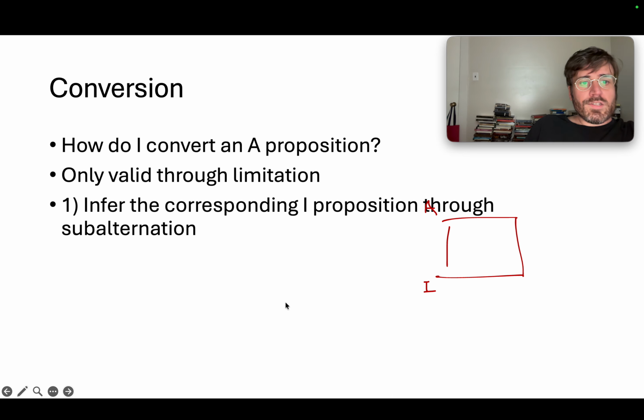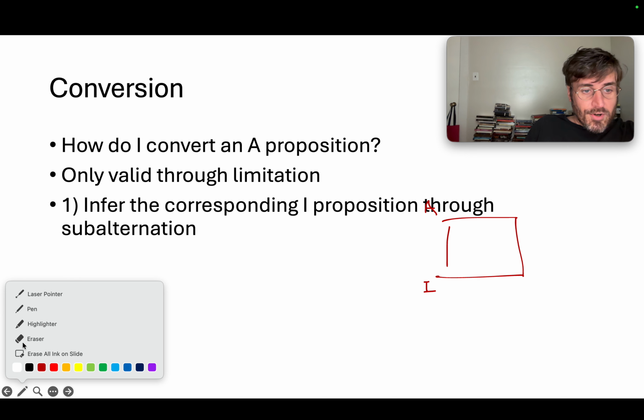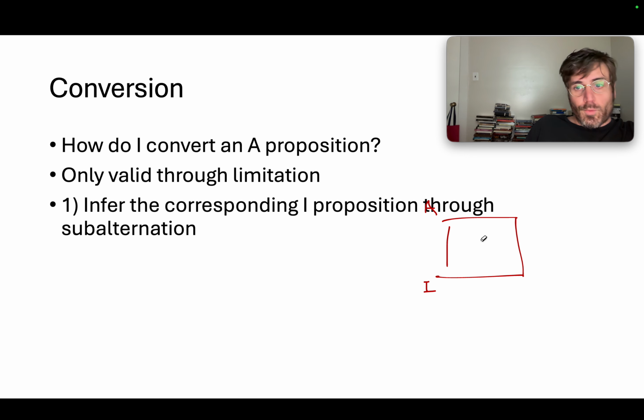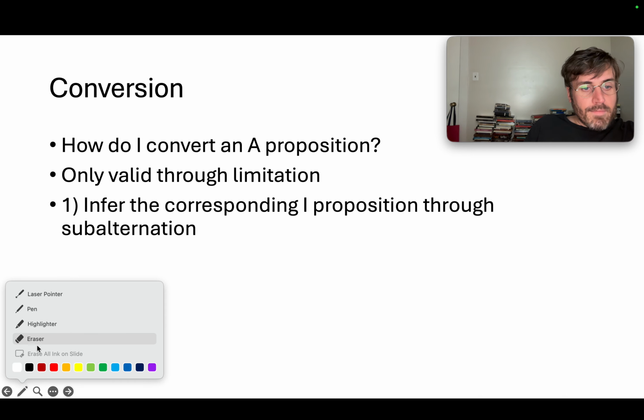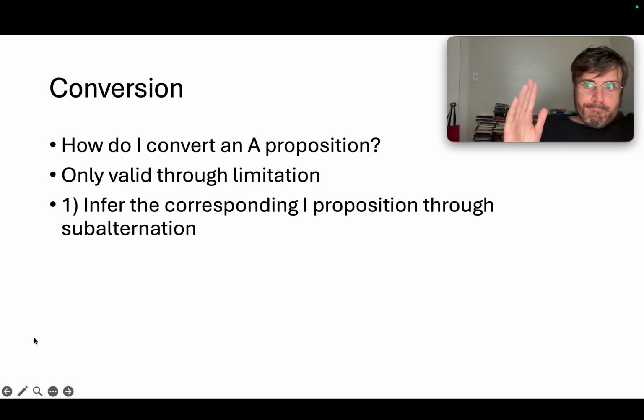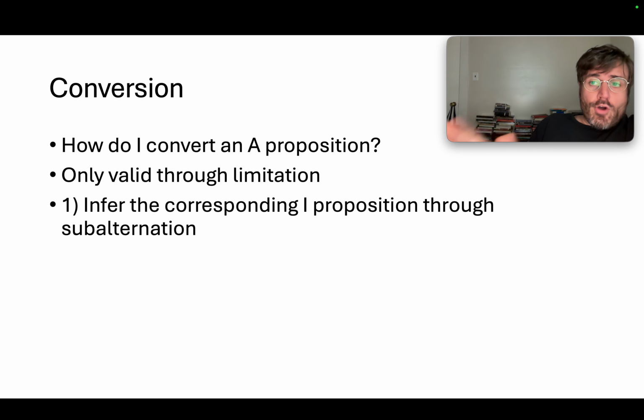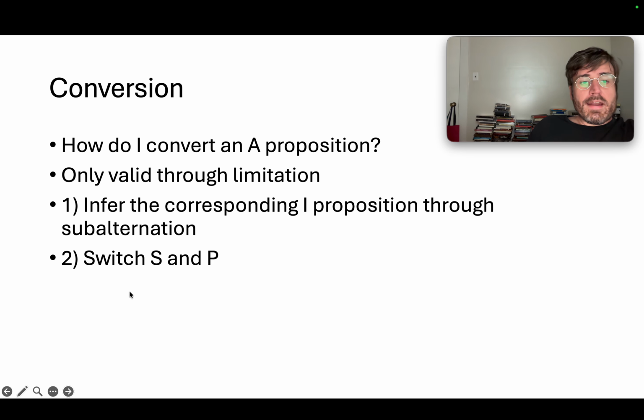Okay, so we infer the corresponding I proposition through subalternation, right? Remember, our rule allows us to find the subaltern by bringing A down to I, bringing the universal down to the I, and that leaves us with essentially a sentence that is smaller in scope. It is a particular rather than a universal, from which we can then apply conversion. Then we can switch the S and the P for the I proposition.